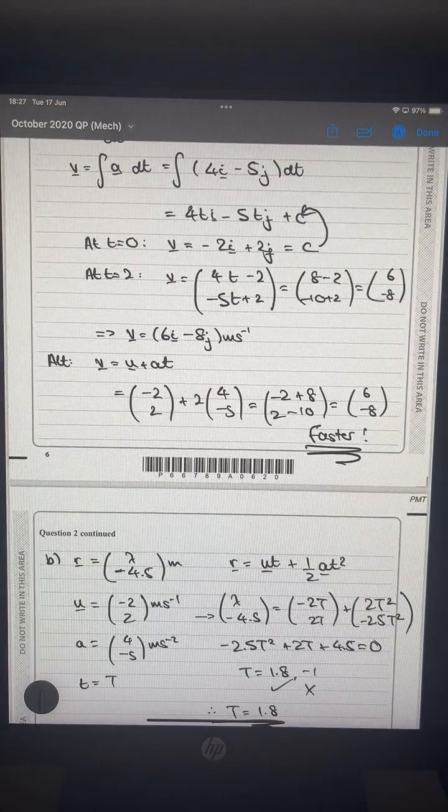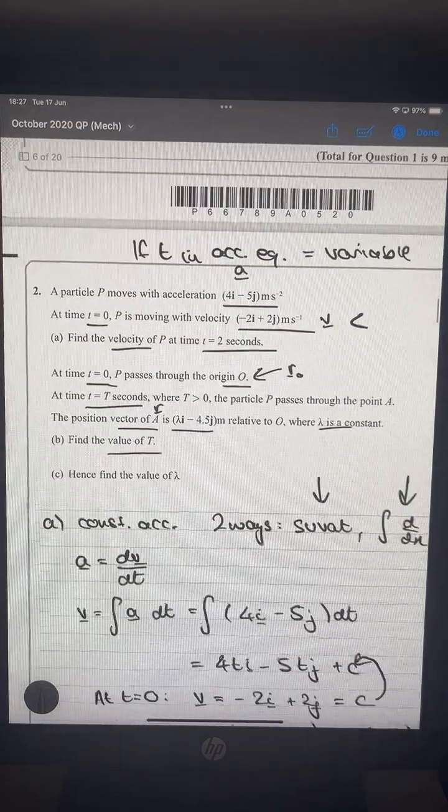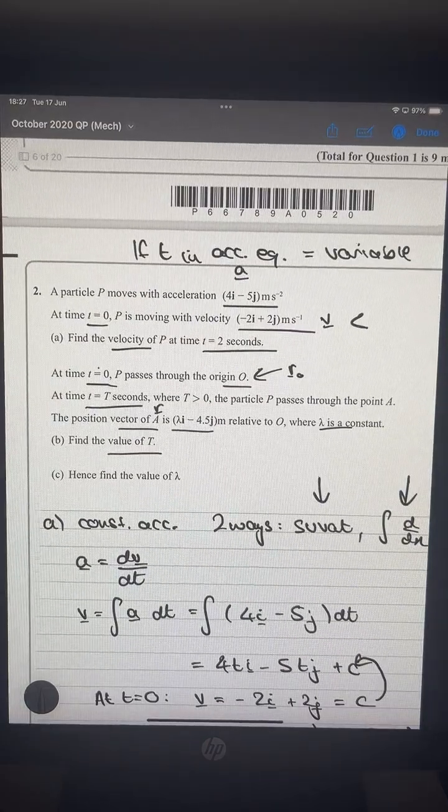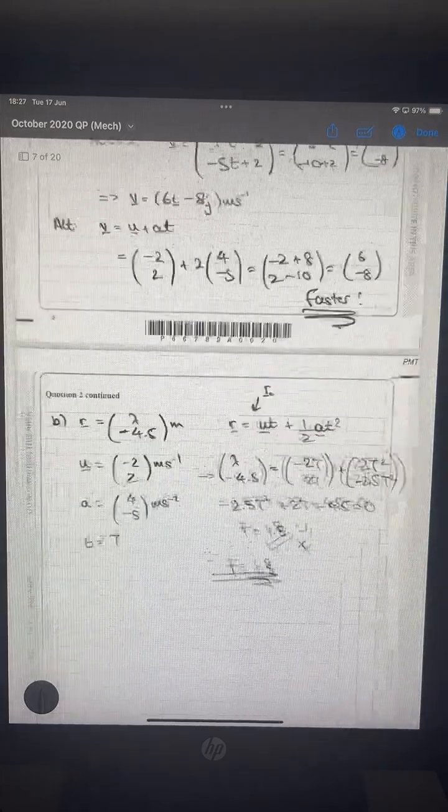Also remember, if there's an exactly, you need to remember to add r naught, if there is an offset. So here, at time t equals 0, its initial position is 0, 0, through the origin, which is why you don't need to add that offset.